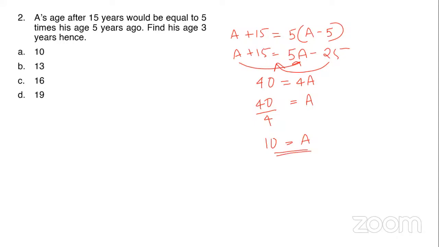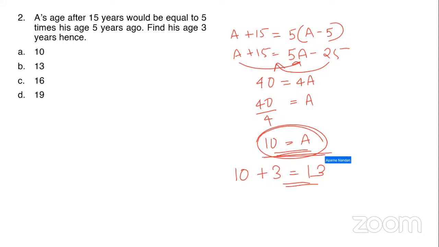But the question is to find his age 3 years hence. So that means after 3 years, what will be the age of A? That is the question. So what you have to do is 10 plus 3 and you will get 13 as the answer. Clear? So you have to read the question carefully. Here also, when you look at the options, you have 10 as an option, and in the middle of solving this question, you will get 10 as an answer.